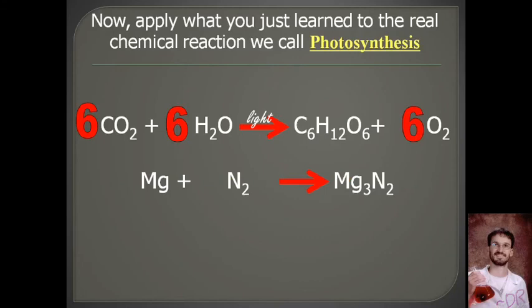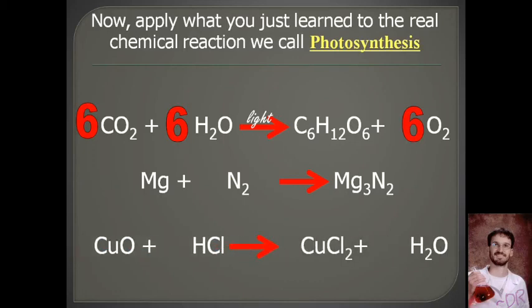The rest of these are going to be quick check problems. I want you to try to figure out how to balance these chemical reactions. Start with one, balance it, see how that impacts anything else, and just work forward. So we have this magnesium reacting with nitrogen gas. We have one of these double replacement reactions where we have cupric oxide and hydrochloric acid creating copper chloride and water.